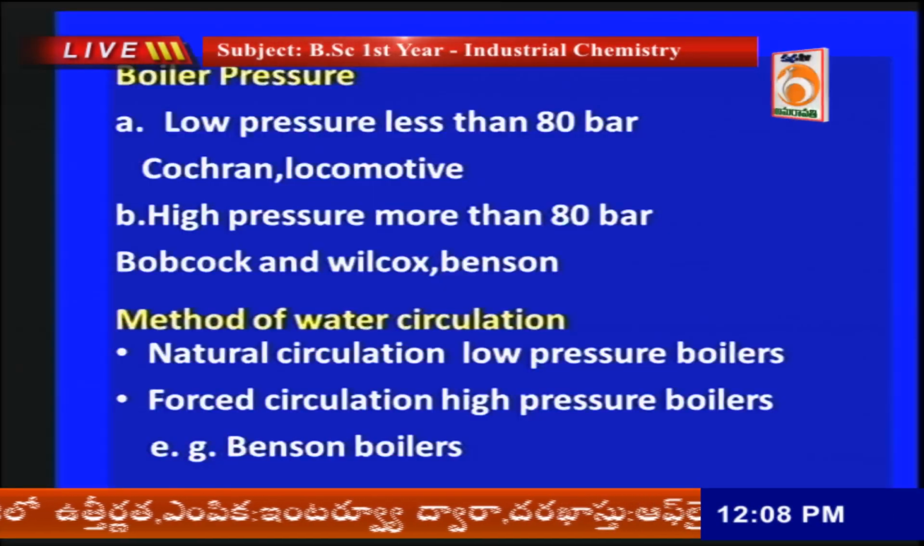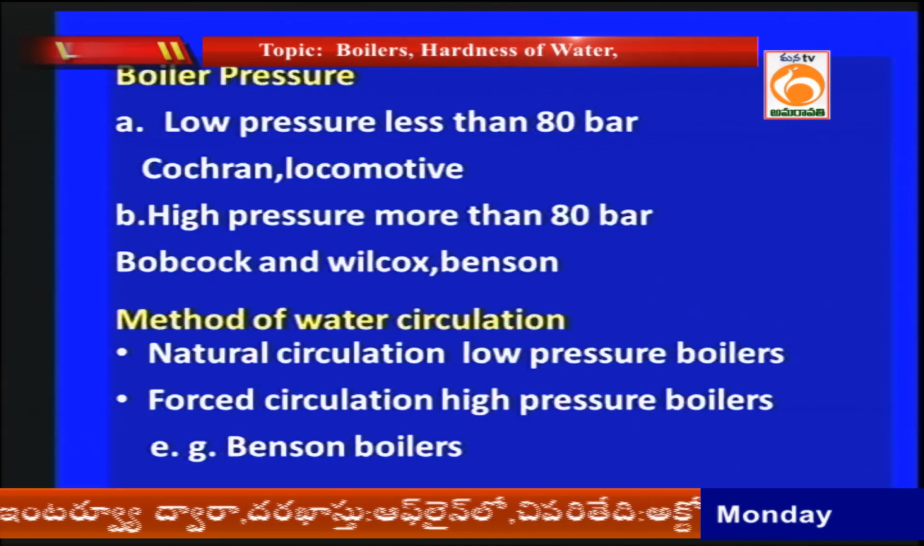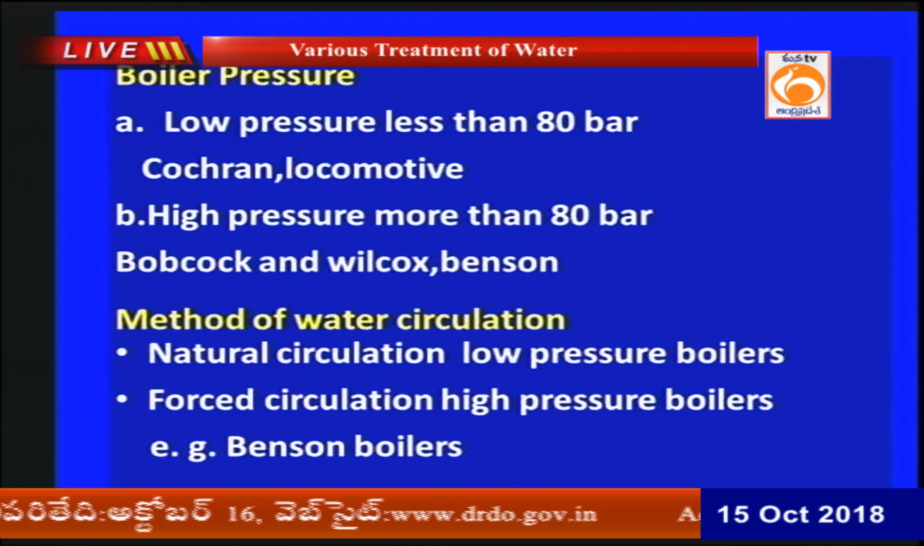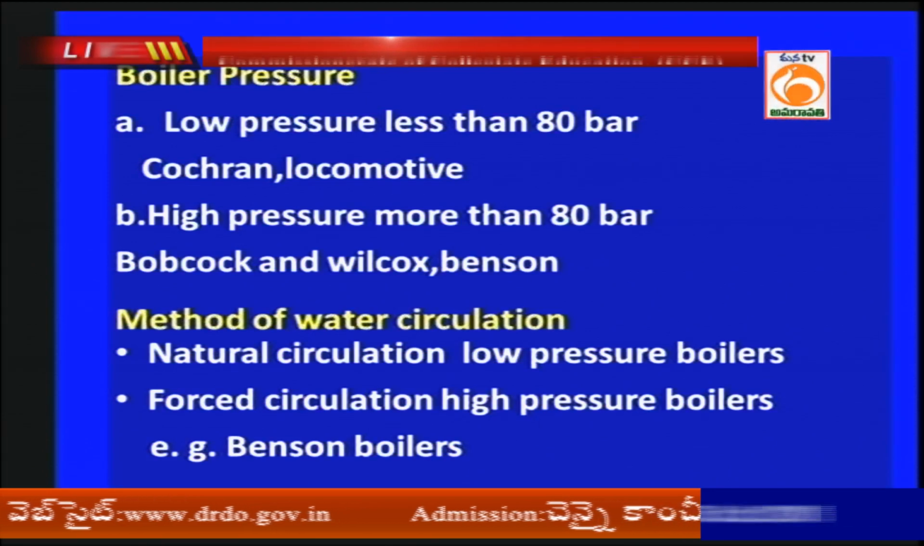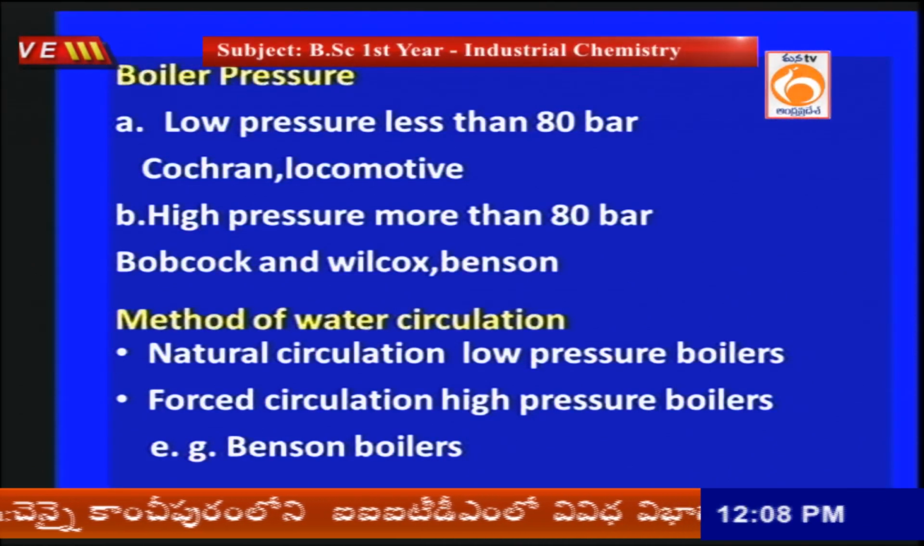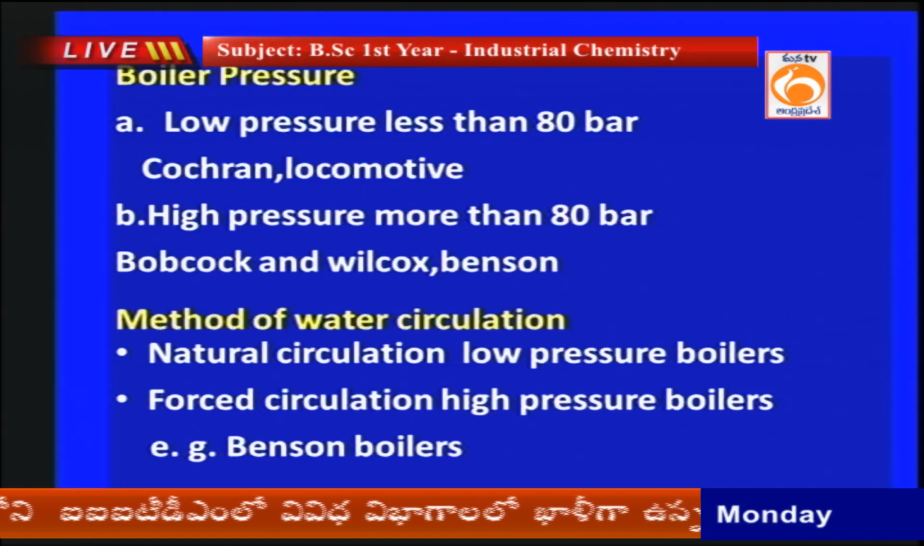Next, depending on the pressure, boilers are also classified in different ways. Some produce low pressure and some produce high pressure, where low pressure is less than 80 bar. Examples are the Cochrane and locomotive boilers, which produce very low pressure, whereas high pressure boilers are the Babcock and Wilcox and Benson boilers.